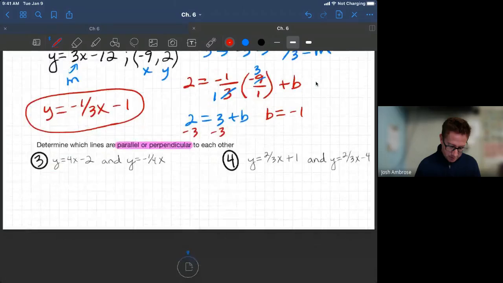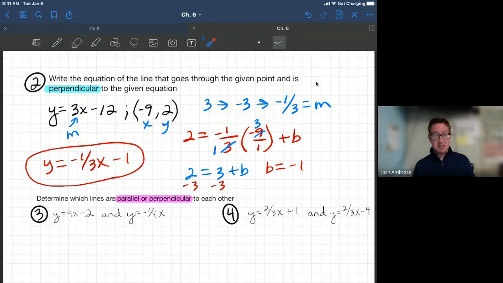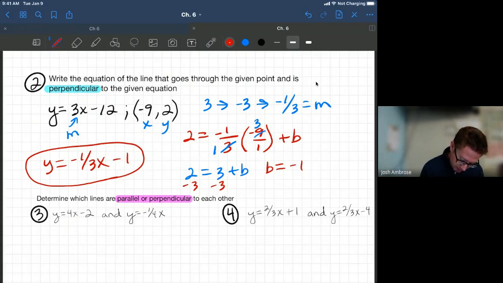Last 2 example problems that we have here. Determine which lines are parallel or perpendicular. So we're given the equations already. Nice enough, for both problems 3 and 4, the equations are already set up in slope-intercept form. Perfect. We don't really need to move anything around. We just need to focus on the slope. And I see a -1/4. I see a +4. These would be opposite reciprocals of one another, meaning that these equations would be perpendicular.